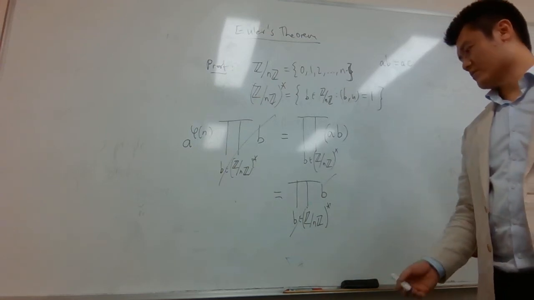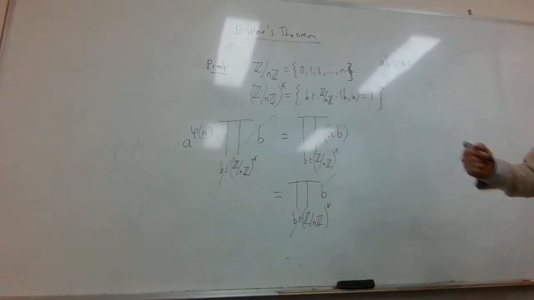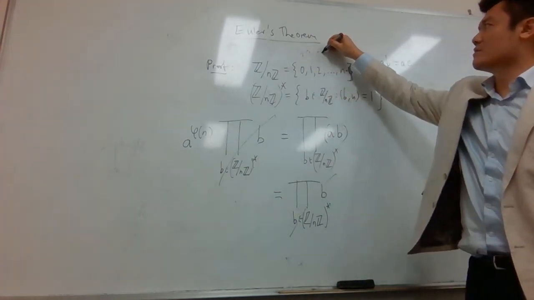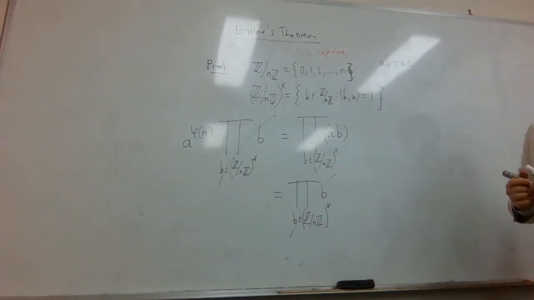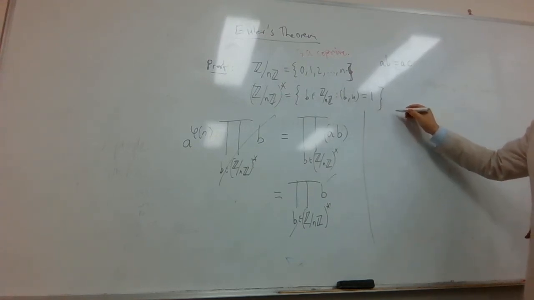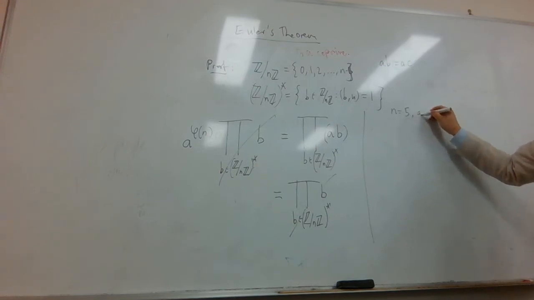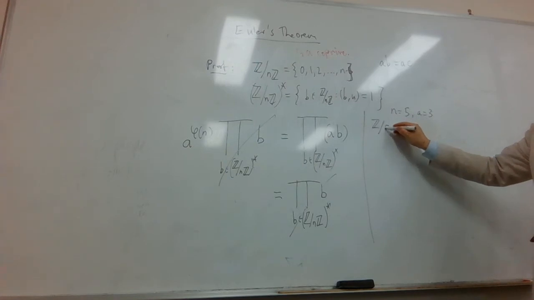Okay, so let me go through this a bit more. Let's take an example. Do you remember that n and a were co-prime? Yeah. Let's do a small one first because it's easy, and then do 36. 5 and 3. So n equals 5, a equals 3. Okay, so what's Z mod 5Z?